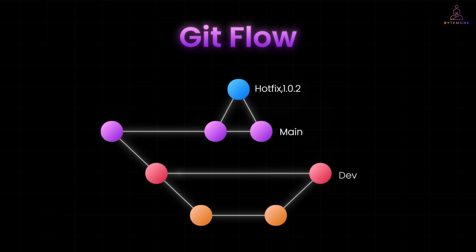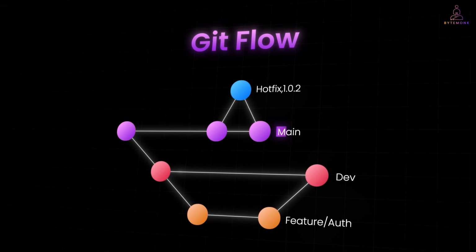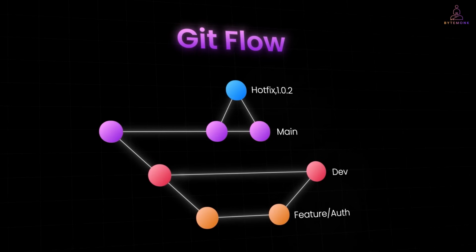GitFlow is a more structured branching model. It's suited for projects with regular release cycles and multiple versions in maintenance. GitFlow introduces specific branches for different purposes. A master or main branch for production-ready code, and each commit here is a release. A develop branch where integration happens, the latest development changes that will go into the next release. Then there are feature branches that branch off from develop, not from main, and each new feature is developed on a feature branch, then merged back into develop.